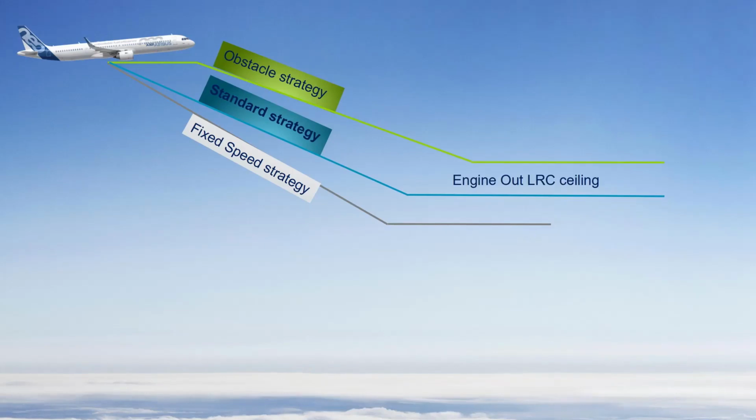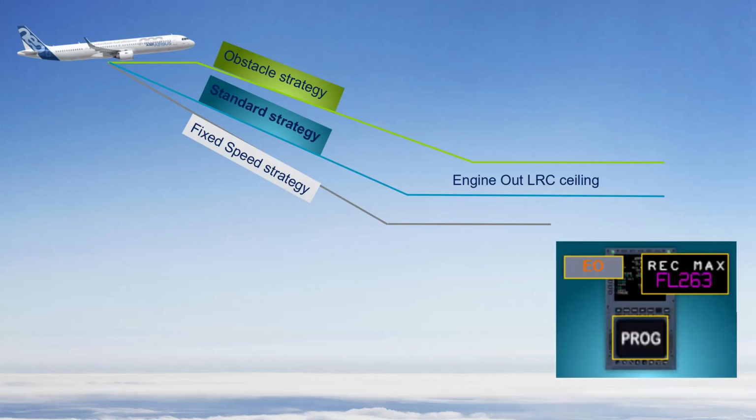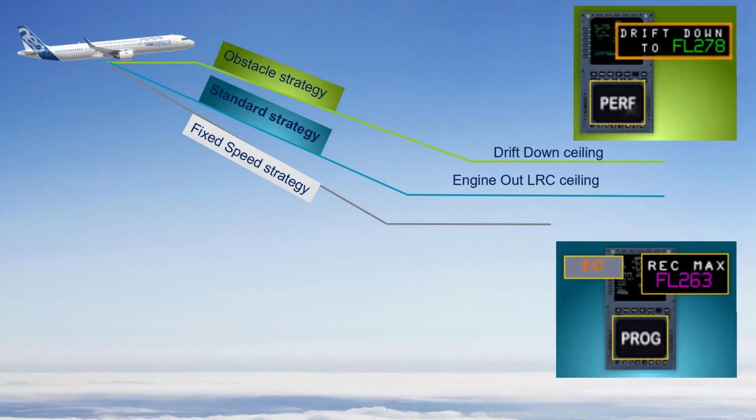The one-engine inoperative ceiling depends on the strategy. The REC MAX for one engine out on the PROG or perf page, depending on the aircraft type, is the long-range cruise LRC ceiling with one engine inoperative. It corresponds to the standard strategy at long-range cruise speed. The drift-down ceiling on the perf page corresponds to the obstacle strategy at green dot speed. Or the flight level for the selected ETOPS diversion speed corresponds to the fixed speed strategy.